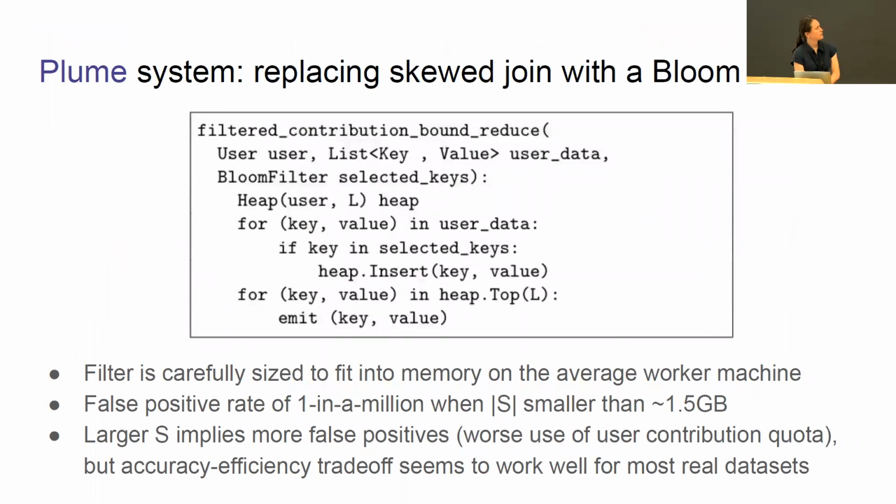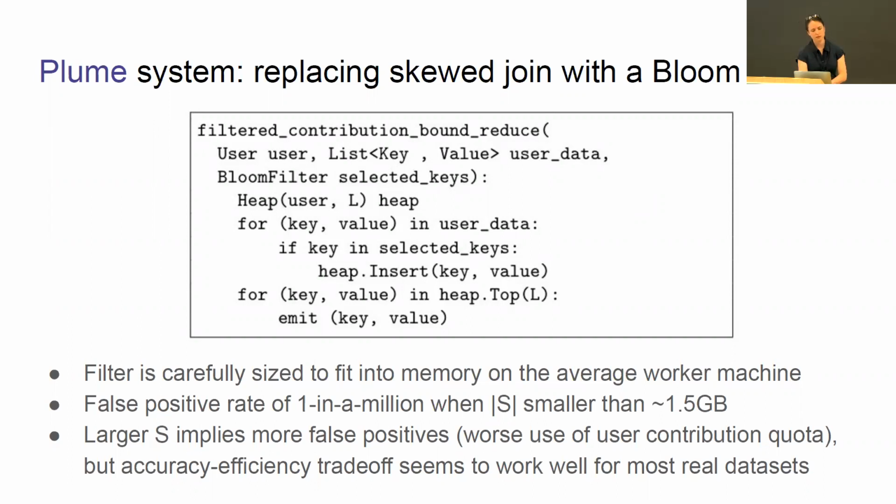So let's talk about the Bloom filter in a little more detail. We make the object small enough that it can fit into memory on a typical worker machine. And this means that a copy can live on every worker and querying it is relatively fast. And the way we set the size numbers, as long as S has no more than about 1.5 billion keys, then the expected false positive rate for the Bloom filter is less than 1 in a million. And then the larger S gets past that point, the greater the chance of false positives.